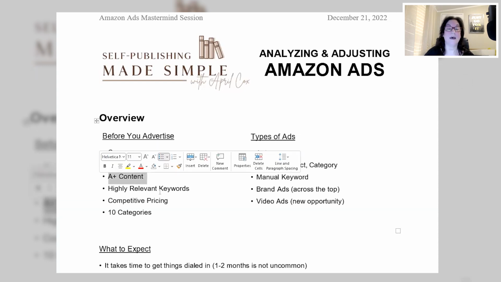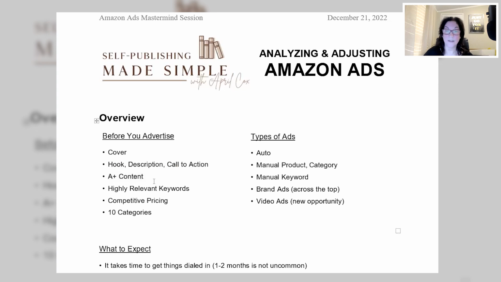I don't say you have to have, but you should have A+ content. And that's the visual content that can be put at the bottom of your page. So that's one thing that you should also have. Highly relevant keywords and categories. Those things are very important when you're setting up your listing. And then also competitive pricing. If your book is $17 where everybody else's is $12, no matter how many ads you pay for, it's not going to help sell your book, right? So these things need to be taken into consideration before you go full blown.